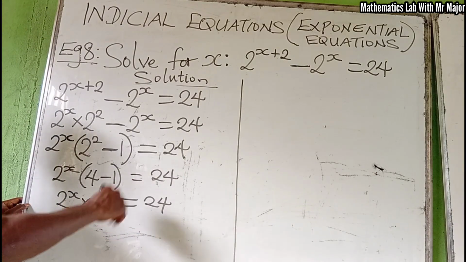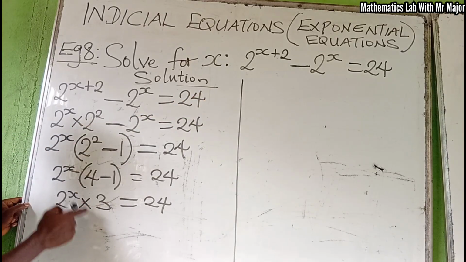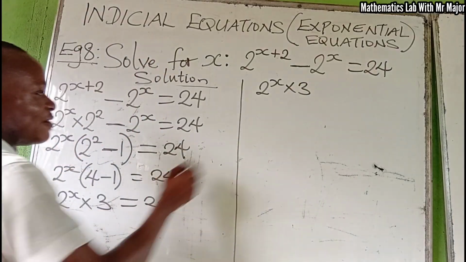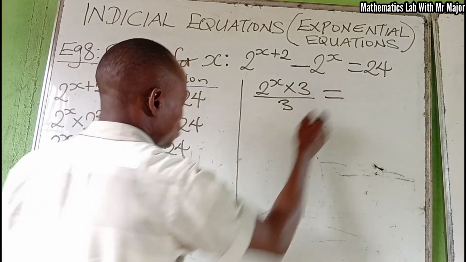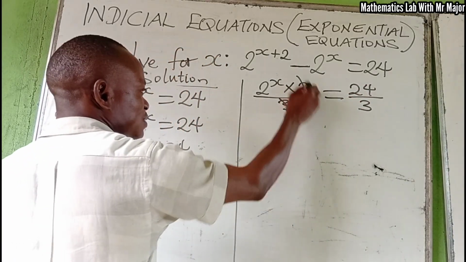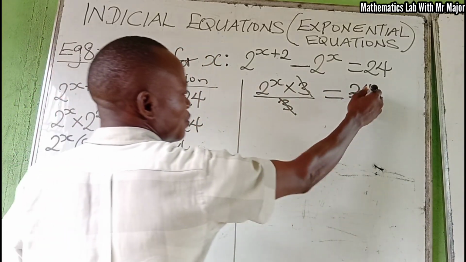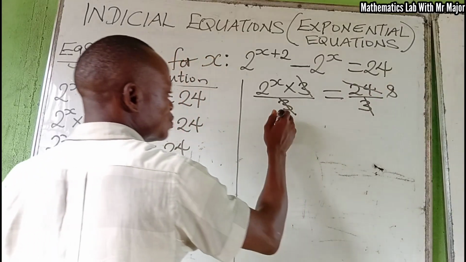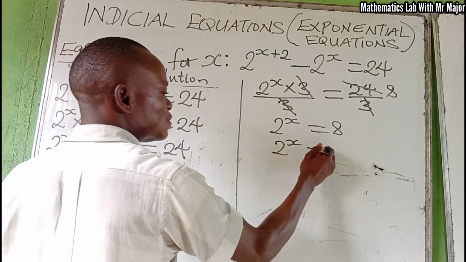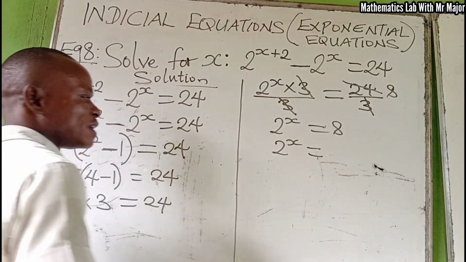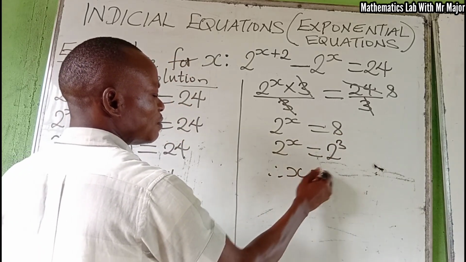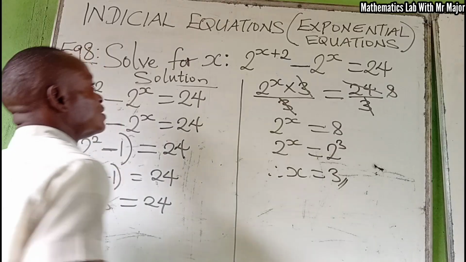That means we'll be having 2 raised to the power x times 3 divided by 3 equal to 24 divided by 3. Here, 3 will cancel 3. Then 24 divided by 3 will give us 8. So 2 raised to the power x is equal to 8. And 8 can be written as 2 raised to the power 3. The bases are the same. So we equate our powers. Our x is equal to 3. Okay.